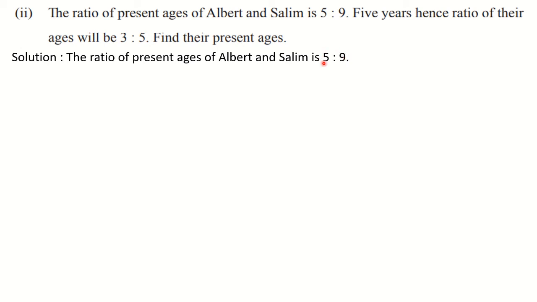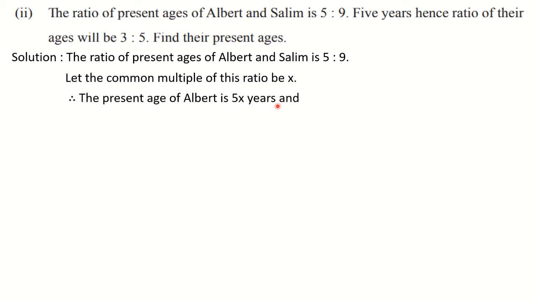And from these, we can write down their present ages by taking the common multiple. I told you that the three statements are common here. The first statement from the question, then the second statement is let their common multiple be x. And from that, we can write down the present age of Albert as 5x years and that of Salim as 9x years. Okay, so both the places we are multiplying by x. So we got the present ages.